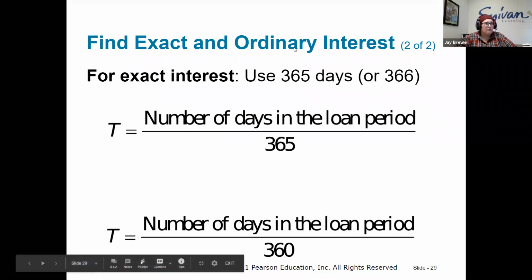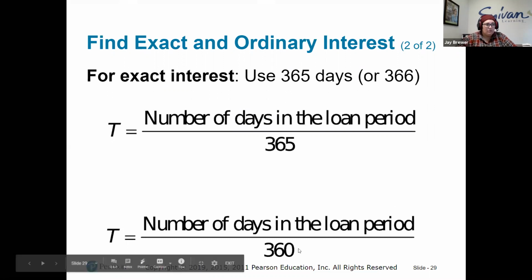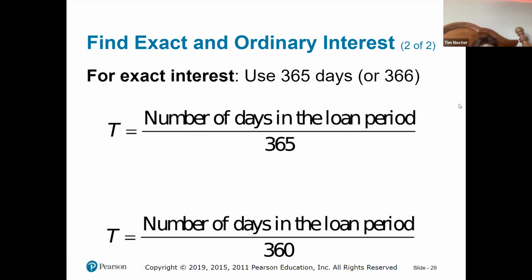Again, here's your difference between exact and ordinary. I am telling you for the Pearson, if they don't tell you to use exact, then you need to use the 360. All right. If you take nothing else away from this chapter, know that you're going to use the 360 unless you read the words exact interest. Okay. Would there be any loans over a year? Yes, you can have loans over a year, but if that would be the case, they would not be broken down into days. Okay.